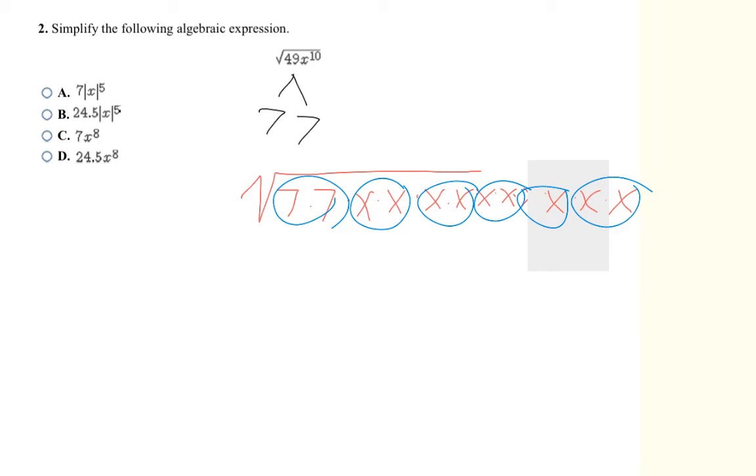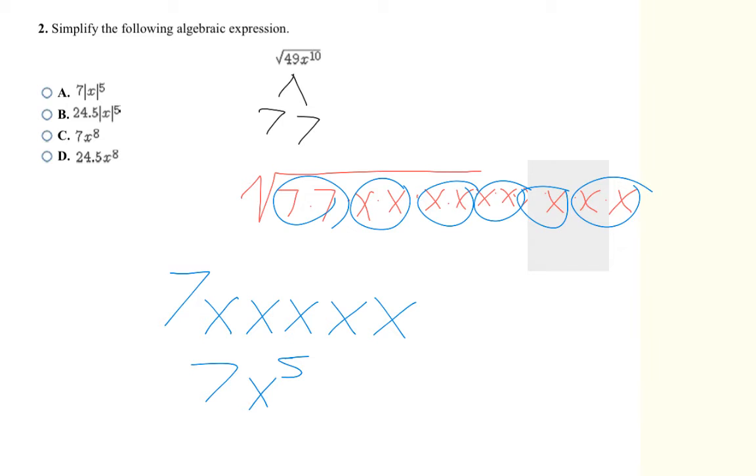And so I'm going to write each pair once outside of the radical symbol. So that's going to be 7 with 5 x's. And now I just multiply everything together that I can think of. So 7 has nothing to multiply with. And then x 5 times is the same as x to the 5th power. And so now I'm done.